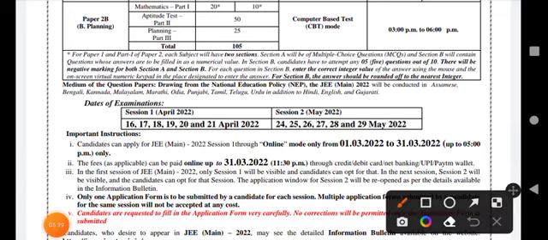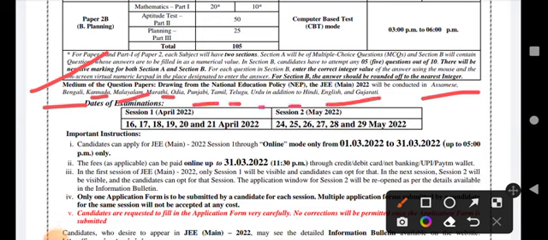The timings we already discussed. Now the medium of examination. There are many mediums like Assamese, Bengali, Kannada, Malayalam, Marathi, Punjabi, Tamil, Telugu, Urdu, and also English, Hindi, and Gujarati. These are the major languages in India. You need to choose the language in which you are interested.